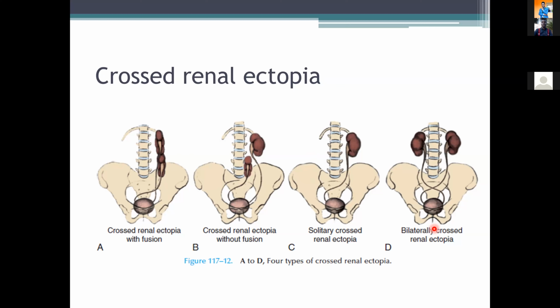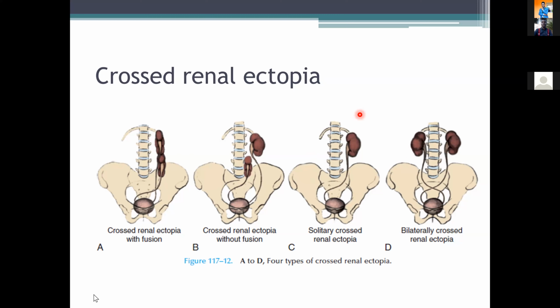Then you can of course have the bilateral crossed renal ectopia, and you can see that the kidney on the right went to the left, and the left went to the right. And so you can have also that kind of cross ectopia.